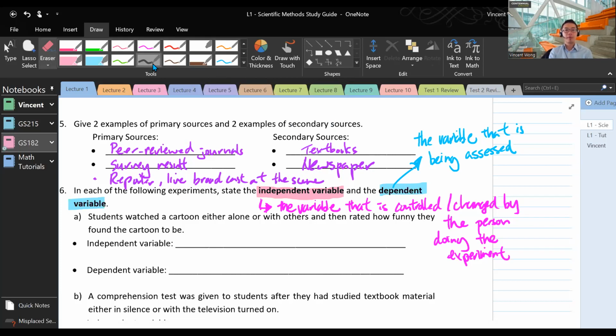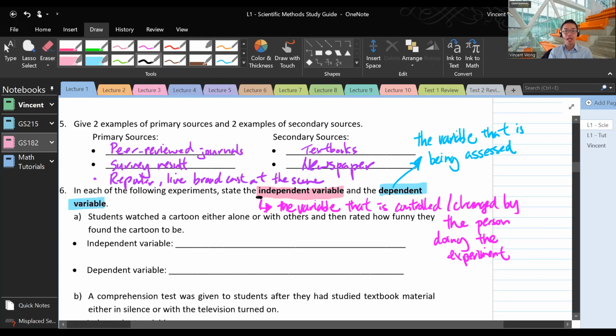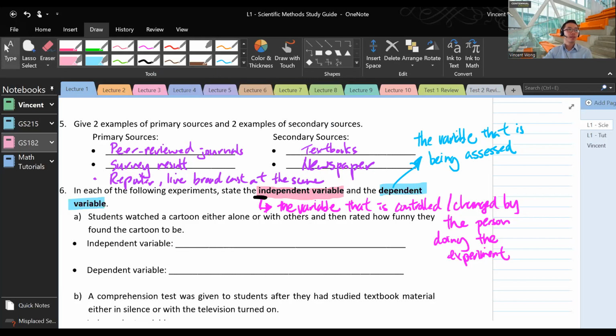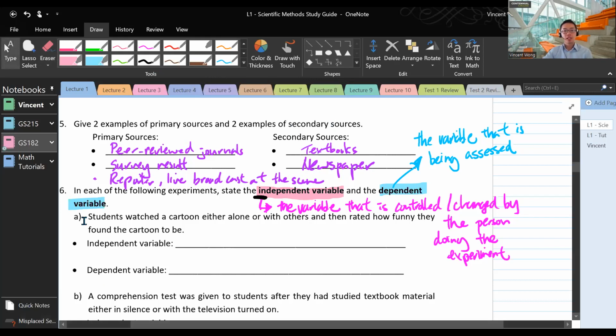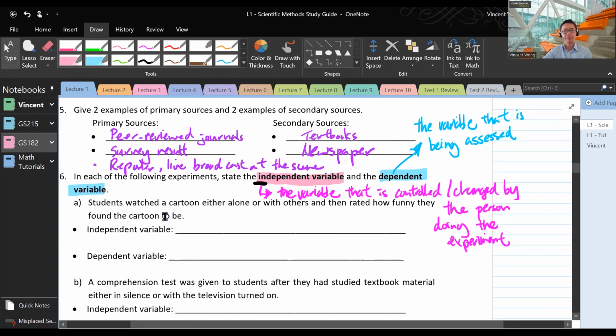So the way to remember it is, independent, there is "in" in here, right? So independent variable is the one that you are in control of, the one that you are deliberately changing. Now let's just take a look at the first one. Again, I did this in the recordings already, but I'll do the first one here just as an example.